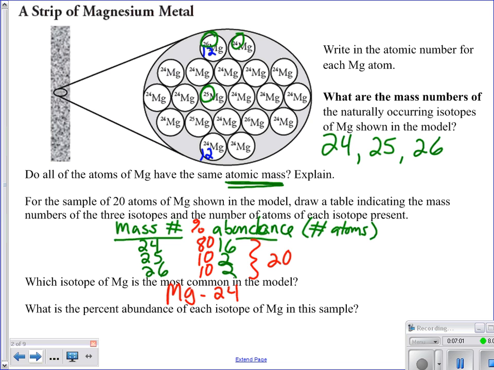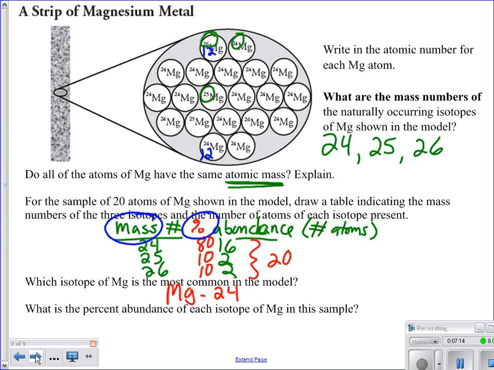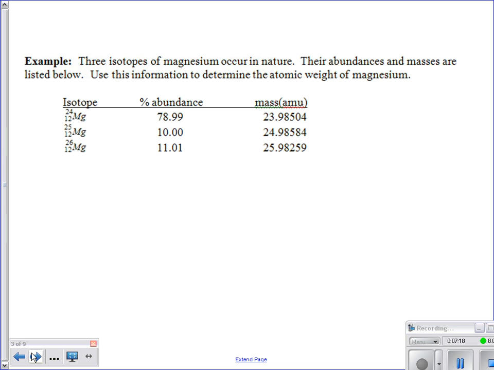Based on that, if we know our mass and we know our percent abundance, we can use the formula that we just talked about and determine what our weighted average is, and that's known as the atomic mass or atomic weight. So that takes us to the first example that you have on your paper.